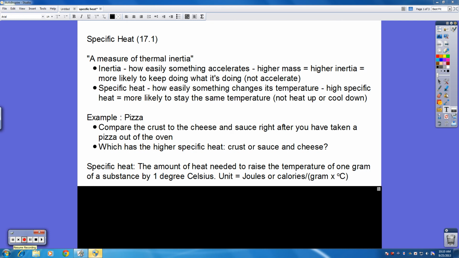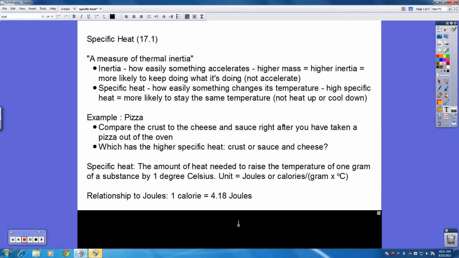Before we do that though, let's look at how joules and calories play out, because the unit is joules or calories. Your book is going to list specific heats in both joules per gram degree Celsius and calories per gram degree Celsius. So to convert between the two, 1 calorie equals 4.18 joules.